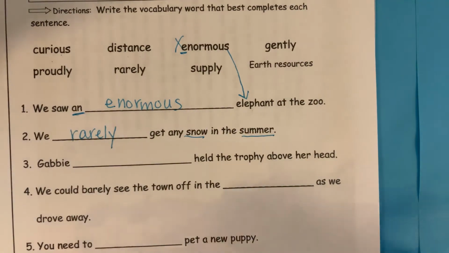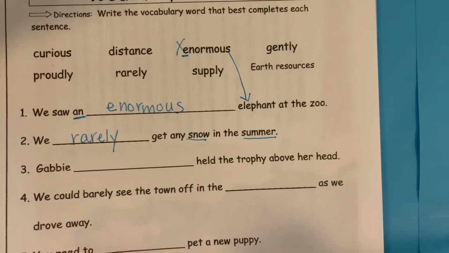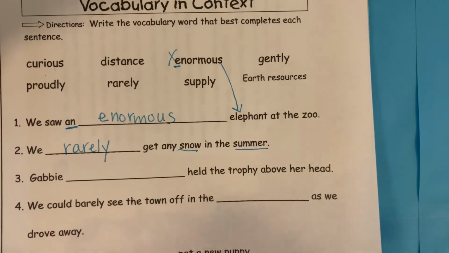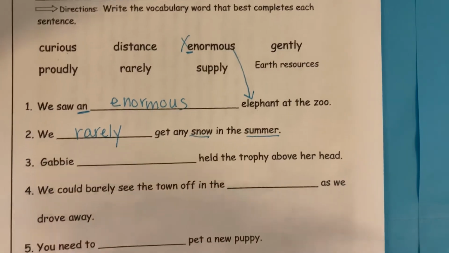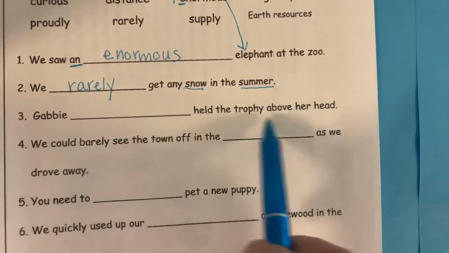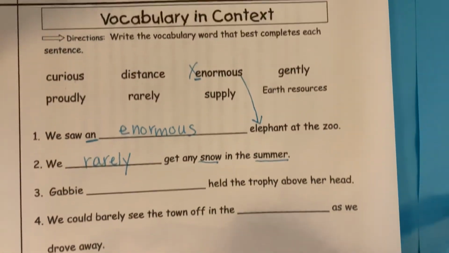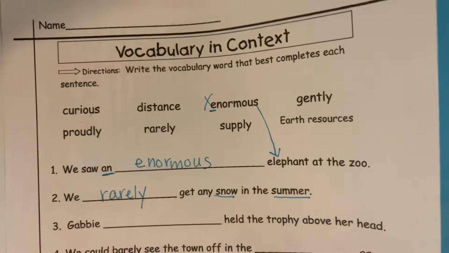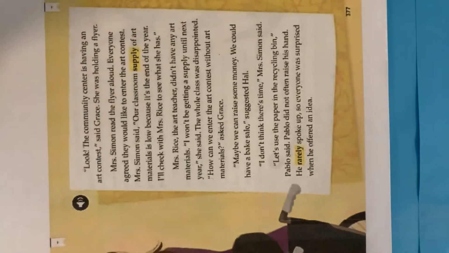I actually have lived someplace where it snowed in the summer, but it was rare. I've never seen it snow in the summer here. Okay, so read the rest of these sentences and see if you can tell from the context of the sentence which word goes in the blank. And then snap a picture of it and send it to me, please.